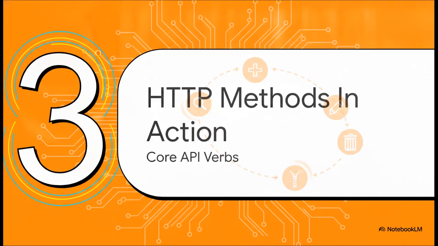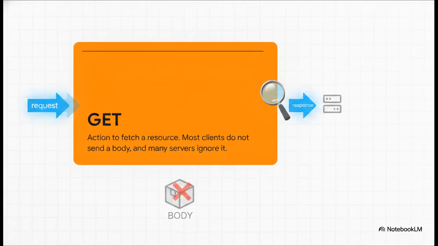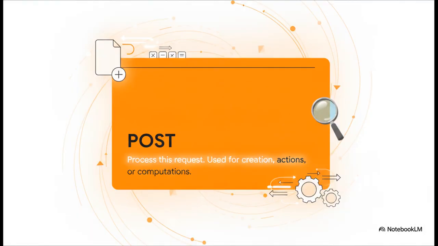Okay. Section 3, HTTP methods in action. This is where it gets fun. First up, we have GET. The GET method is purely for fetching data. We consider it a safe operation because it absolutely shouldn't modify anything on the server. Now, a quick pro tip here regarding a very common API anti-pattern. While the HTTP spec technically doesn't forbid a GET request from having a request body, you really shouldn't do it. Most clients won't even send one, and a lot of servers will just straight up ignore a body attached to a GET request anyway.